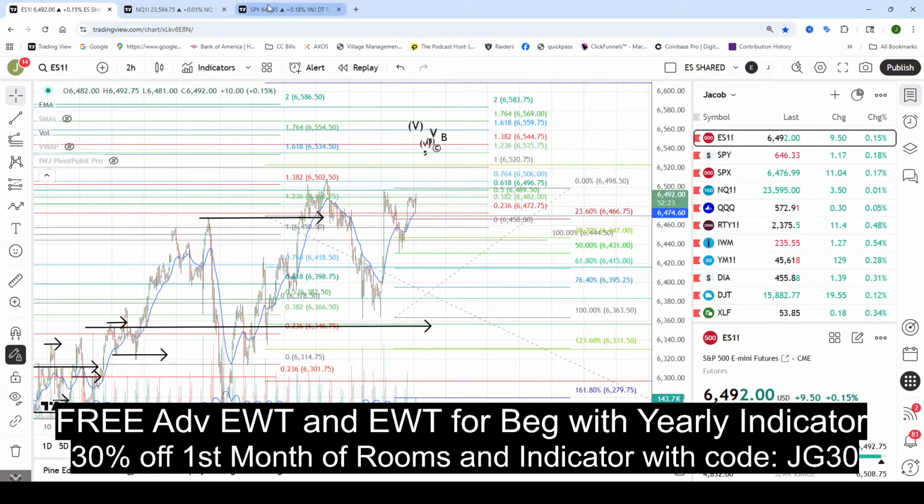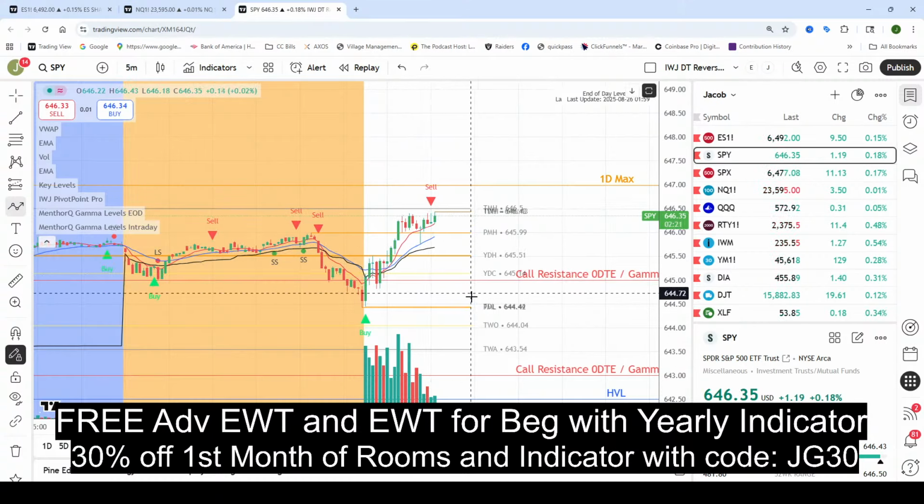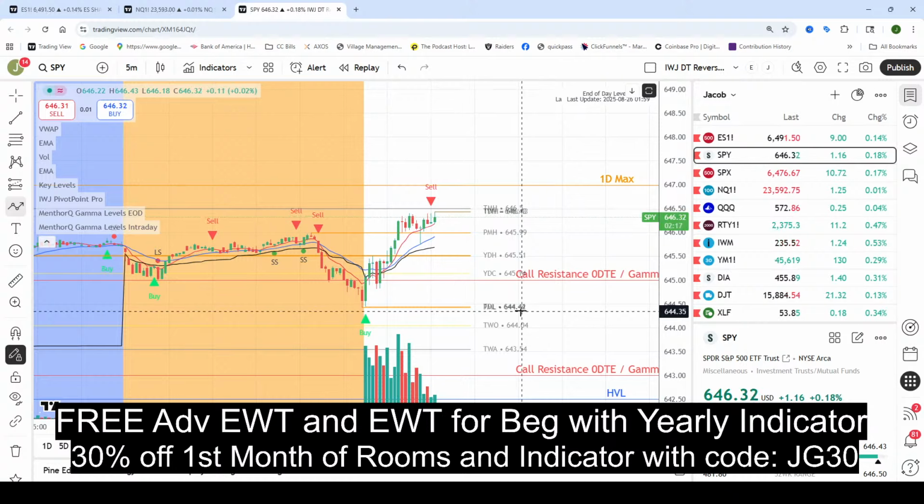They got to break down below this low here, 644.42, which is about 20 points. Yeah. So this 644.44 level, the low of the day. If they break down below that, then yeah, 645.0 would come into play.